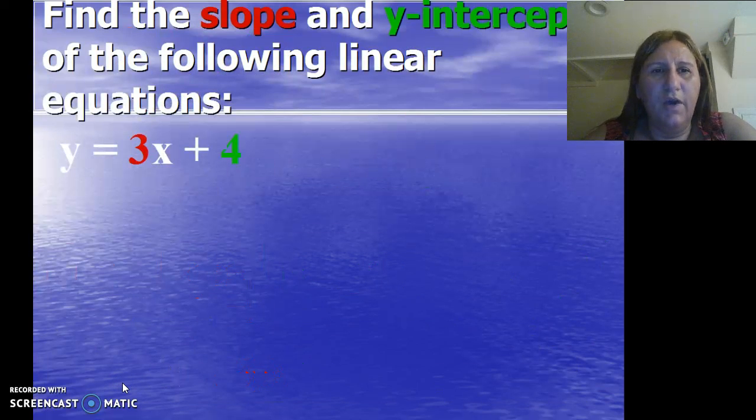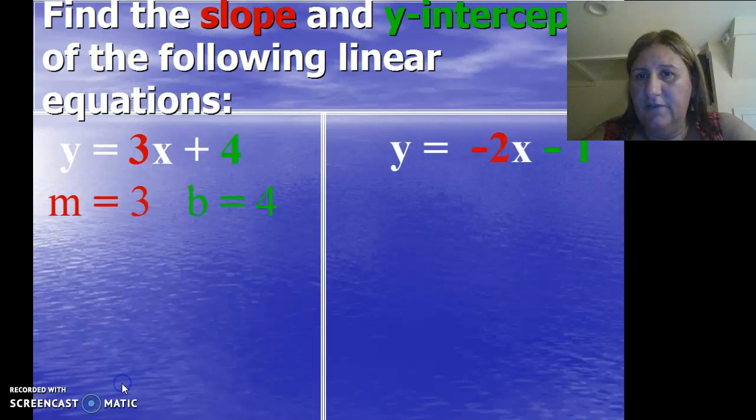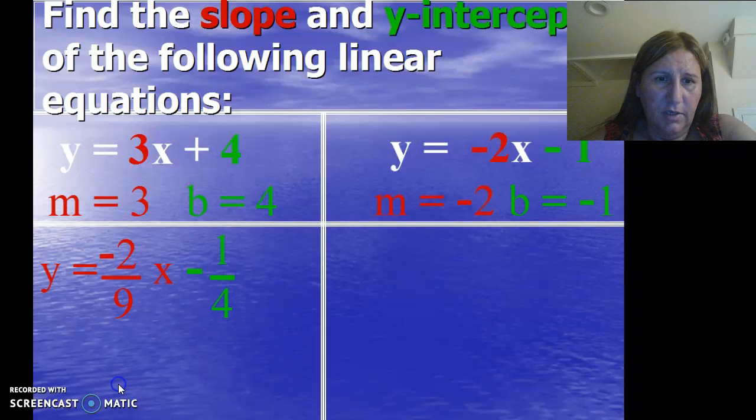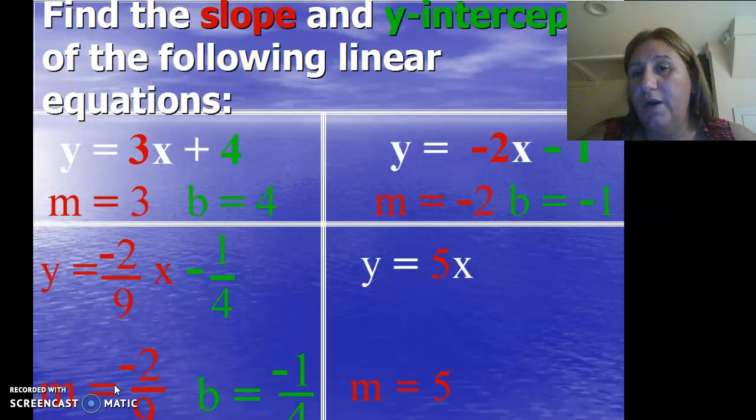Example. If y is equal to 3x plus 4, then 3 will be your slope and 4 will be your y-intercept. If the line is y equals negative 2x minus 1, your slope is negative 2 and your y-intercept is negative 1. In this example, the slope will be negative 2/9 and your y-intercept is negative 1/4. Last example, y equals 5x. The slope is 5 and there is no y-intercept in this case, so b will be equal to 0.